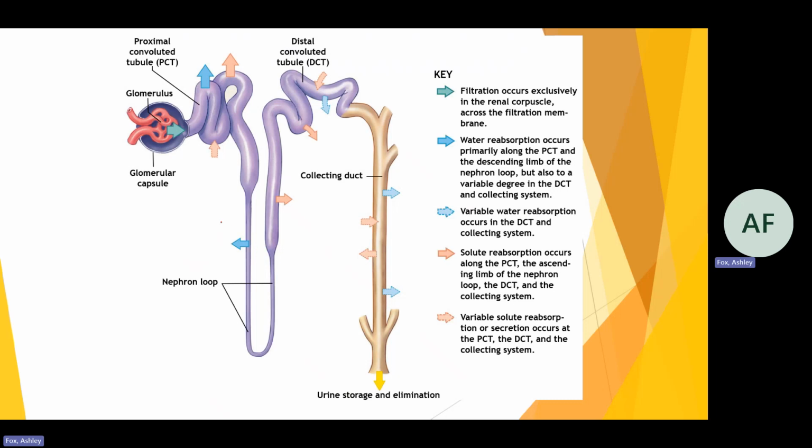Water reabsorption only occurs in the descending limb of the nephron loop. The ascending limb is going to be only solutes, and we'll look at why later when we specifically look at the nephron loop. The distal convoluted tubule is going to have still reabsorption if needed, and then it's also going to have secretion if needed as well. So it's kind of both happening there.